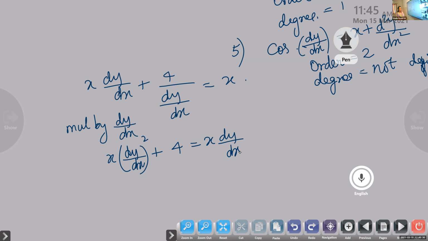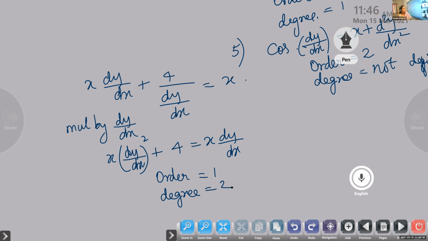If possible, we have to eliminate all these negative powers, fractions and all. The previous problem we were not able to remove, but here we can multiply throughout by dy by dx, so the denominator is removed. Now what is the order? What is the degree? Order is 1, and degree is 2.